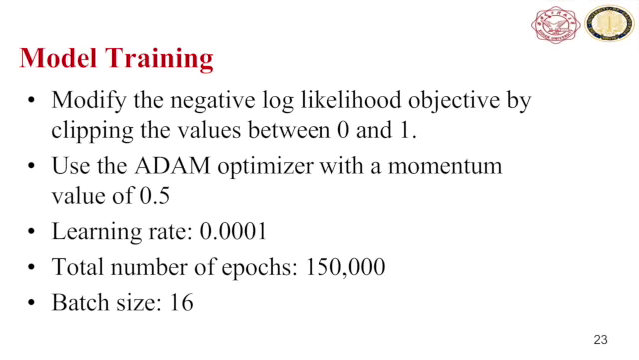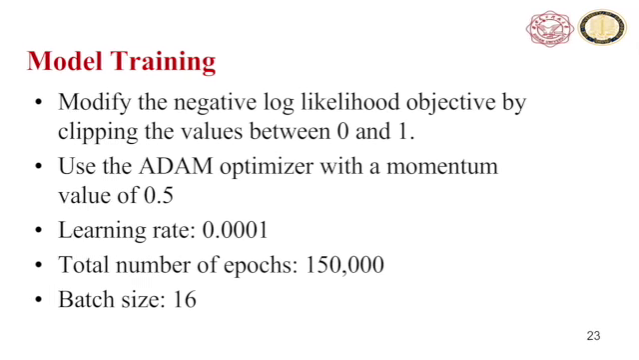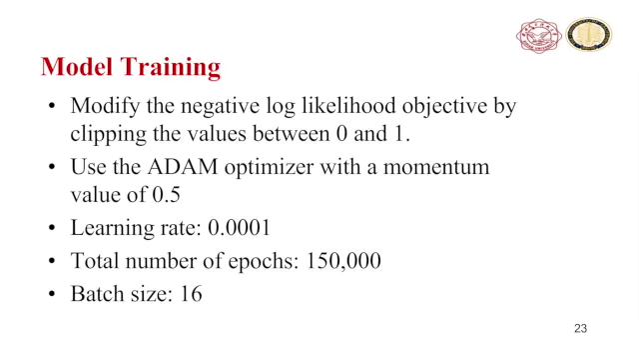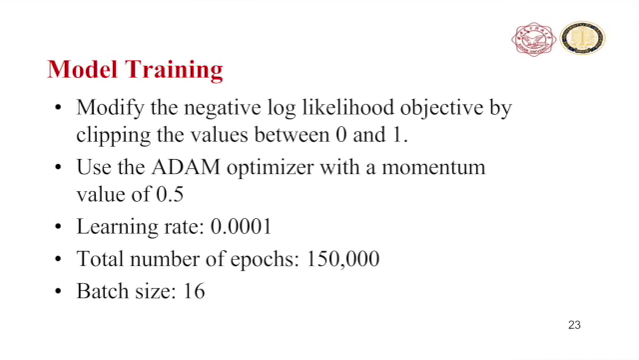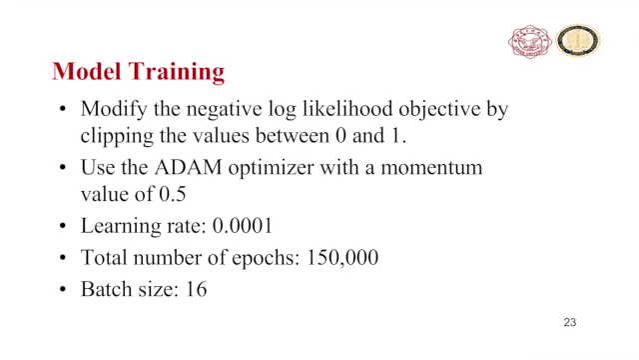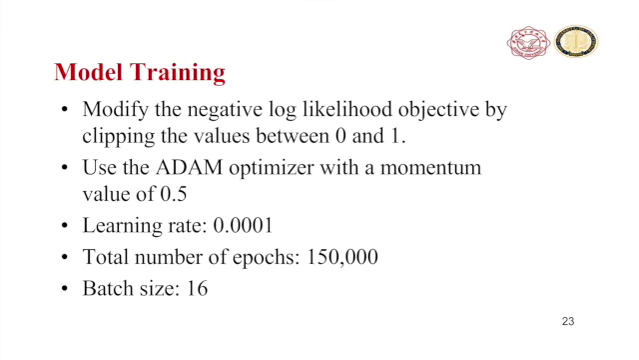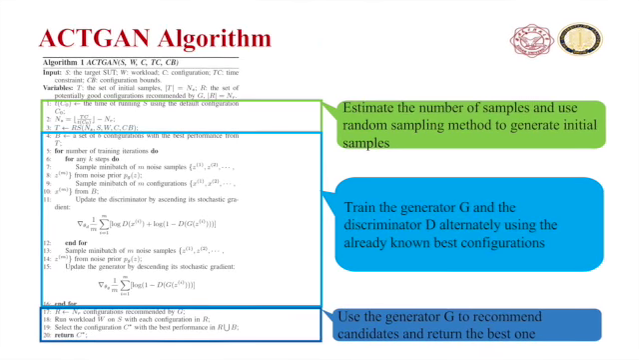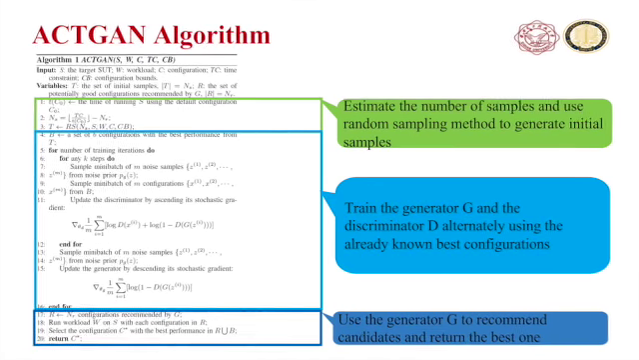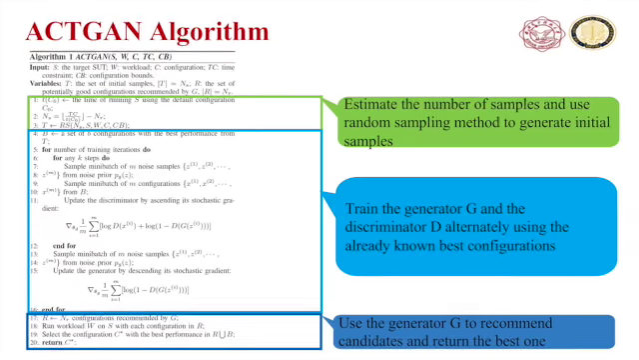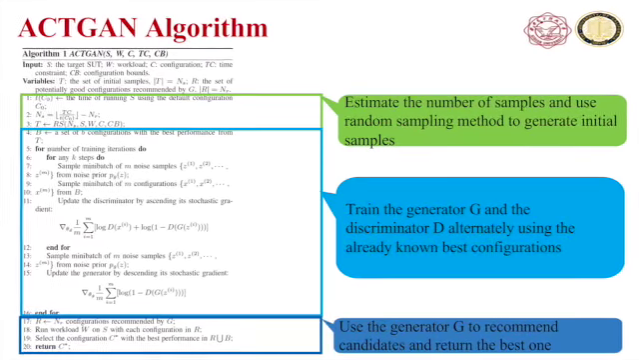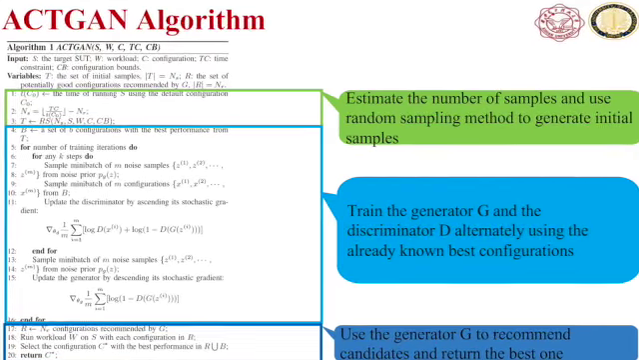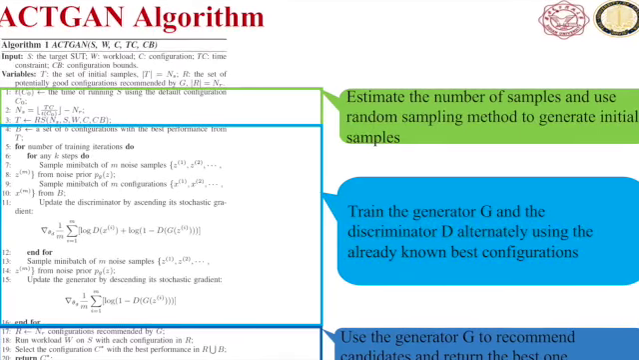So these are the parameters that we use in our training. As you see, we use the Adam optimizer with momentum 0.5, this learning rate, how many epochs, and the batch size. We tried different numbers, and this was the best result that we got. At the beginning, we estimate the number of samples. We used random sampling to generate initial samples. Then we train both generator and discriminator using the best configurations. At the end, we use the generator to recommend a number of configurations and return the best one.